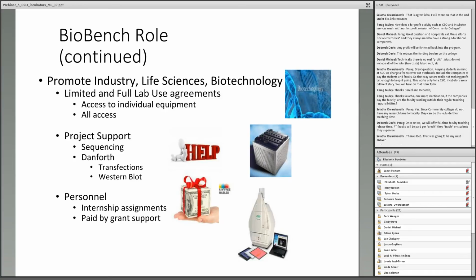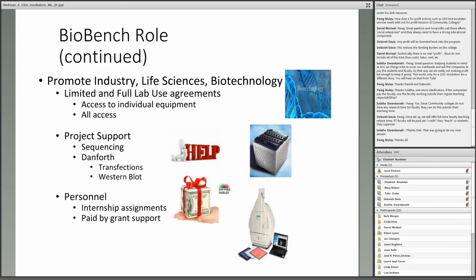We also define what the cost for the various lab uses might be. We also have project support, where we do sequencing for a lot of the folks in the area, as well as occasional submissions from outside of St. Louis. We have several other ongoing projects with the Danforth Plant Science Center next door, where we're doing part of a big research project and they're doing part of a big research project.